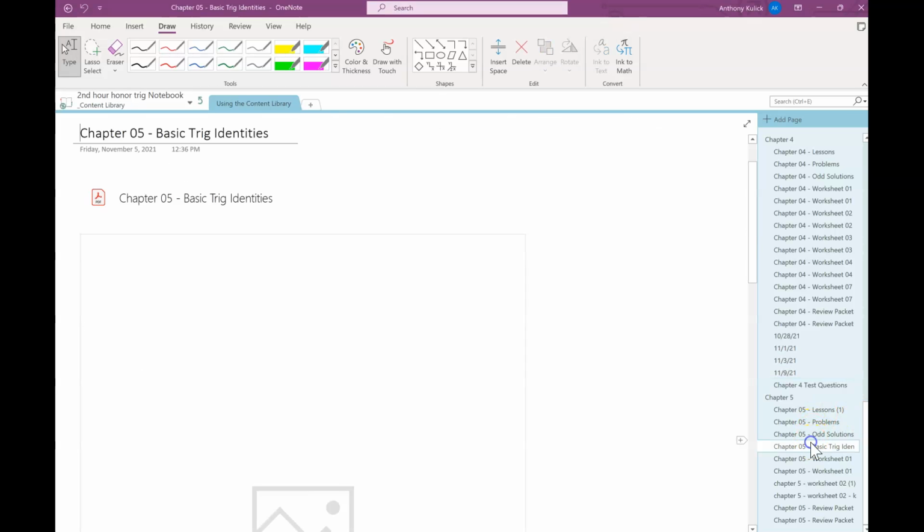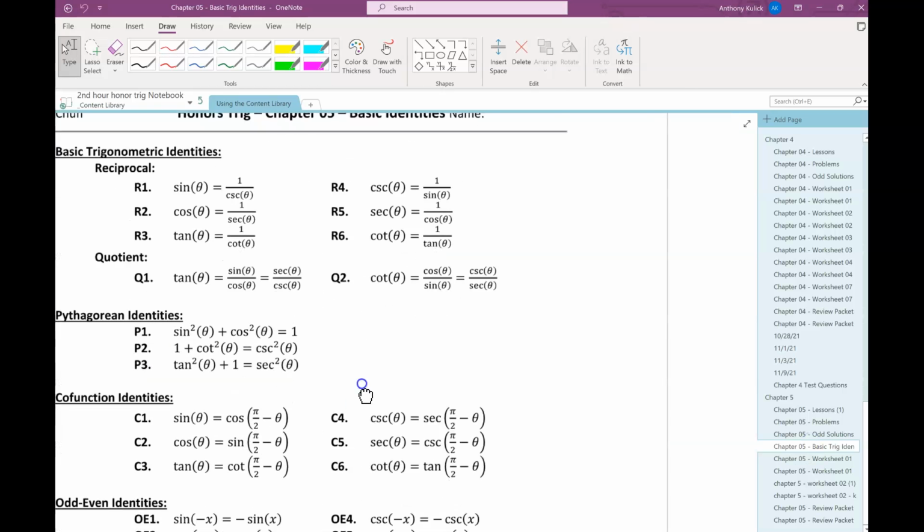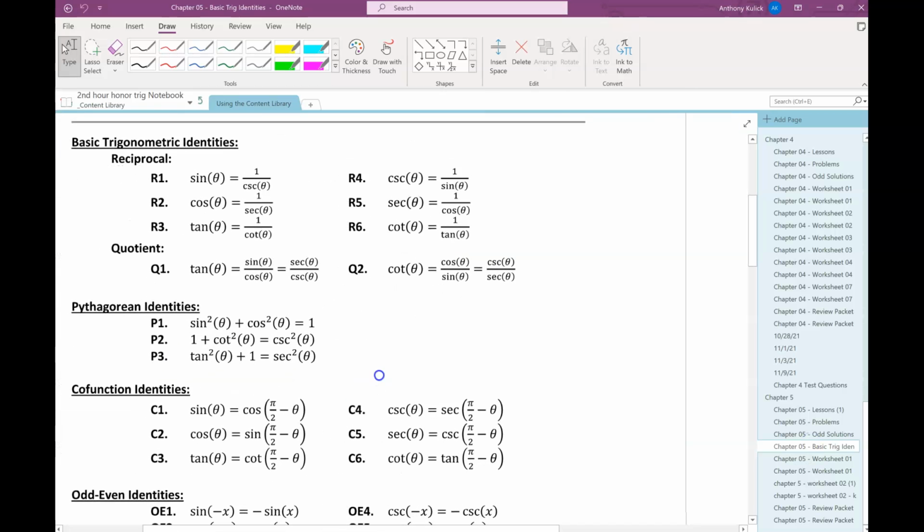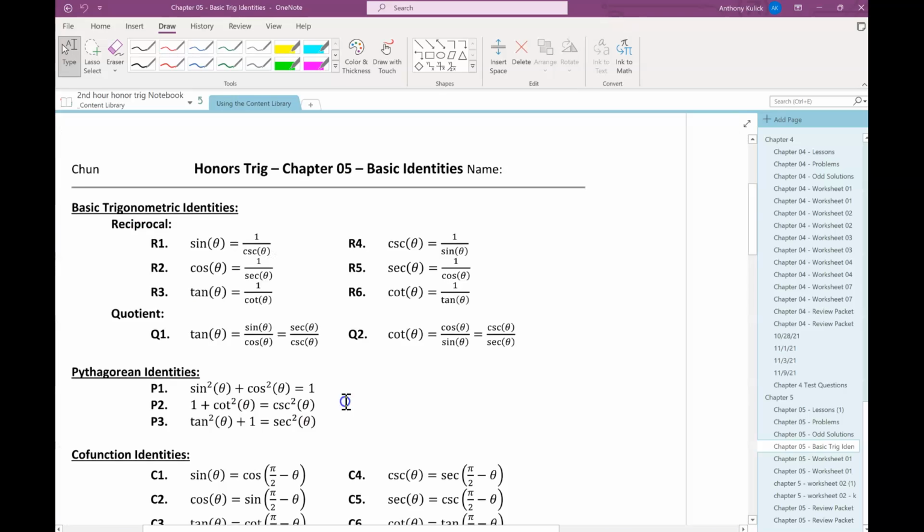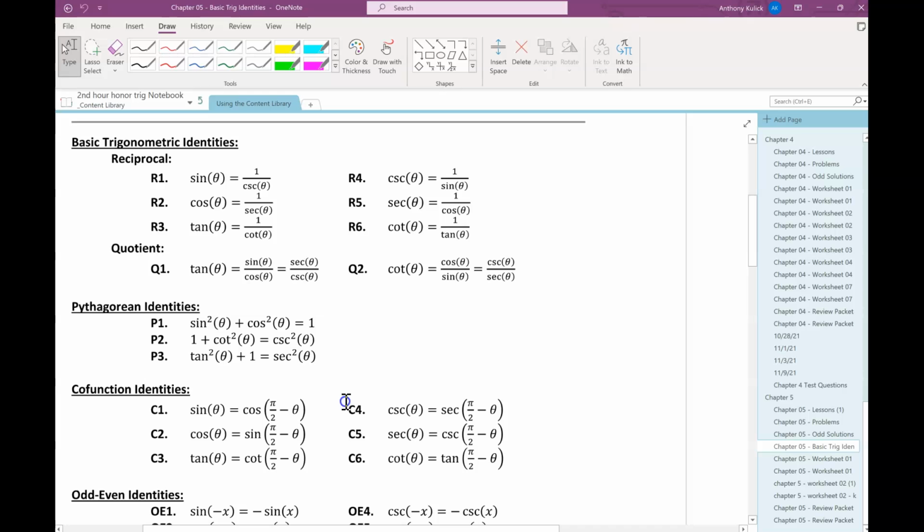Okay, so section 5.1, we're going to be talking about these fundamental trig identities. So I've consolidated all these identities onto one sheet. You'll see in the chapter 5 on OneNote that we have the basic trig identity sheet here.